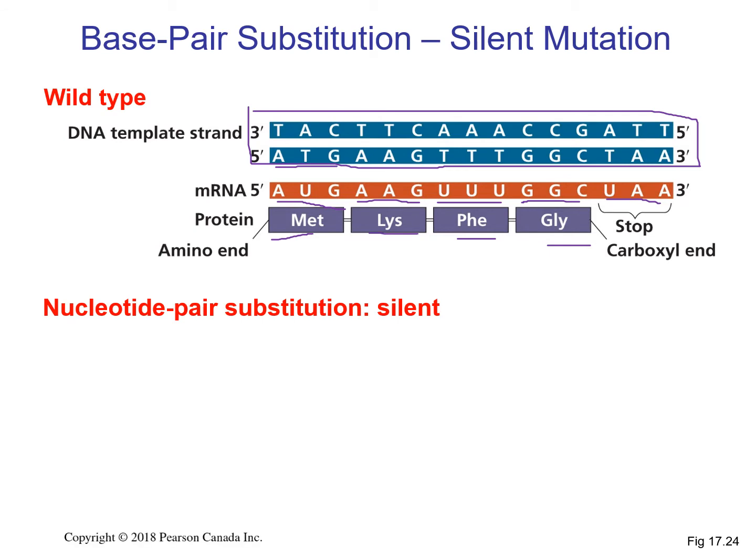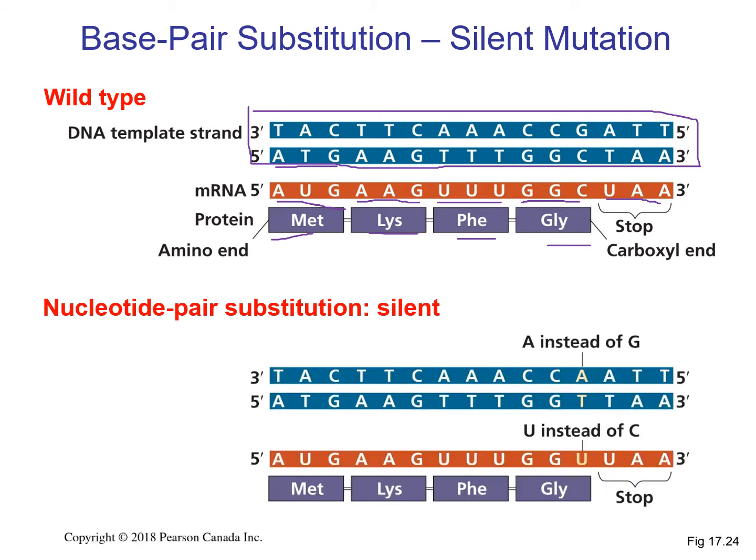So what happens in a silent mutation? Let's take a look. Notice right here we have an A instead of a G. So that changes this particular C to a T, and it becomes a U down here. Take a look at your genetic code, and you can see if we go from a GGC to a GGU, we get glycine. So we went from glycine to glycine. So no change. This is why this mutation is called a silent mutation. We have a different base pair, but two different codons can code for the same amino acid.